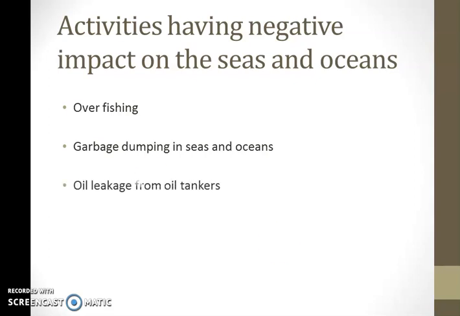And the third activity is oil leakage from oil tankers. Humans are transporting oil, petrol, and these things from one place to another. So during this transportation, many oil tankers leak within the seas and oceans. As a result, a lot of sea creatures die because of the oil leakage, because their bodies cannot accept this. That is pollution that we are putting into the sea. So this is another reason that is changing the seas and oceans in a bad way, putting a bad impact on them.